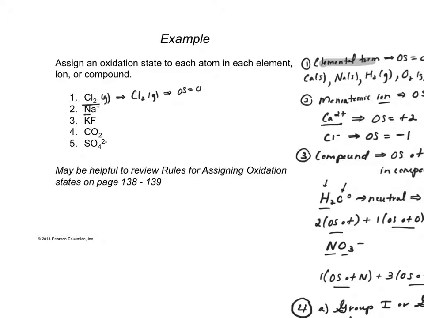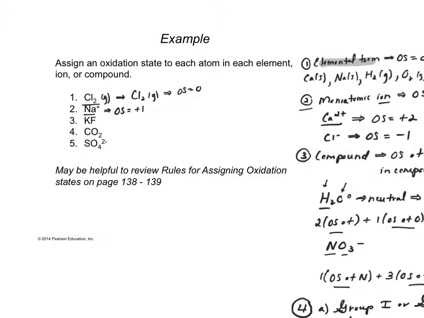Same thing for number 2. So number 2, we have sodium +1. This is a monoatomic ion, right? And so this goes back to rule number 2. Any type of monoatomic ion, the oxidation state is just going to be the overall charge of the ion. So the oxidation state for sodium +1 is just going to be +1.